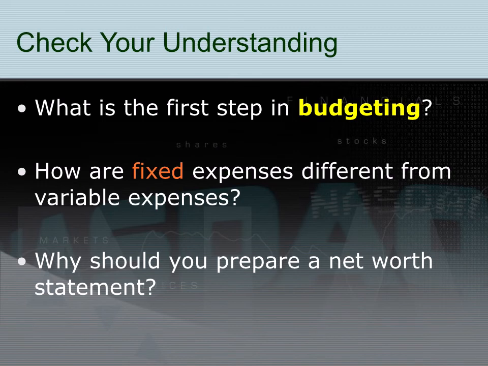Now, consider the following questions. These questions will help prepare you for the week 1 quiz. Now listen carefully. The first question is, what is the first step in budgeting? The answer is estimate. Estimate your total expected income for a period of time. How are fixed expenses different from variable expenses? Well, fixed expenses are things you have to pay regardless of what's going on in your life. And variable expenses are things that change in amount and even in type depending on the events that occur in your life.